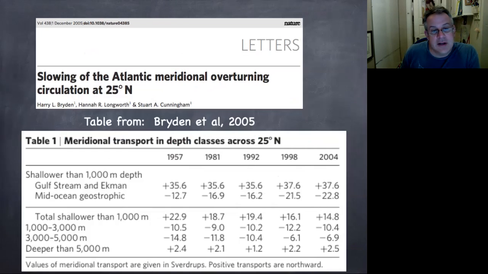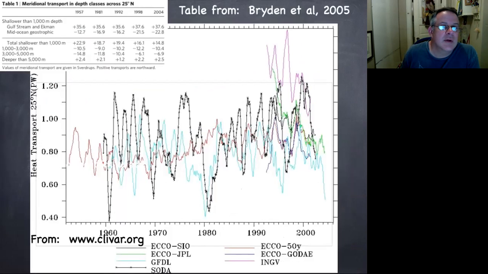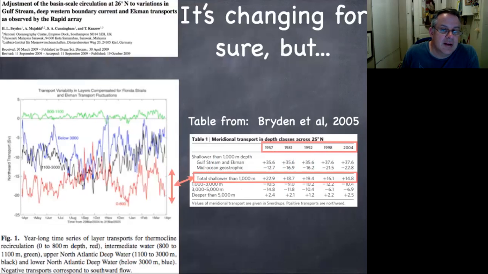Anyway, we'd already talked about this Bryden set of studies, where Bryden went out and measured the Gulf Stream and the overturning circulation a few times, and then projected that it was getting weaker. But here's the table of heat transports from different estimates at 25 north, and you see there's a whole lot more variability than this implies. So this decline should probably be embedded in a much larger set of variability.